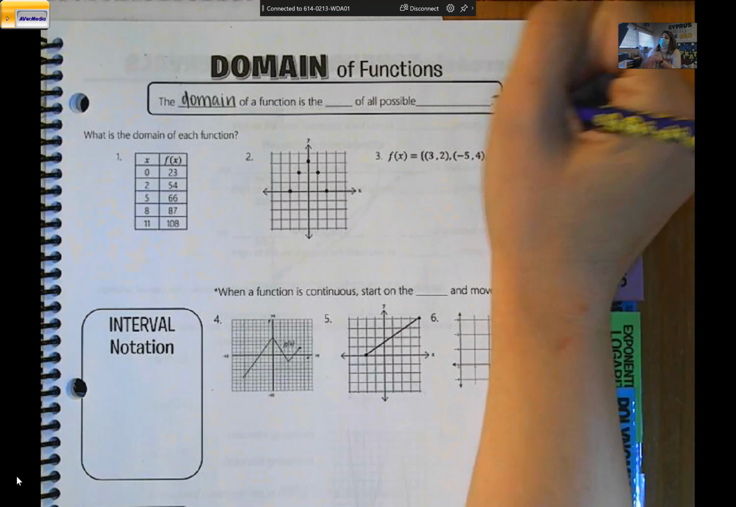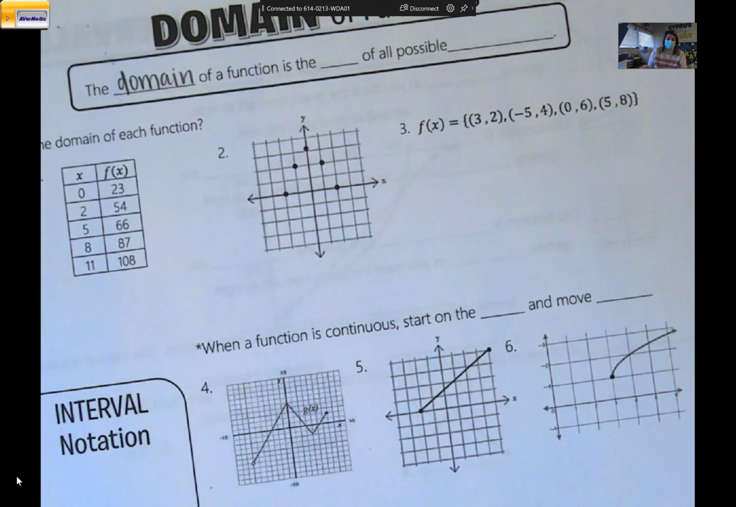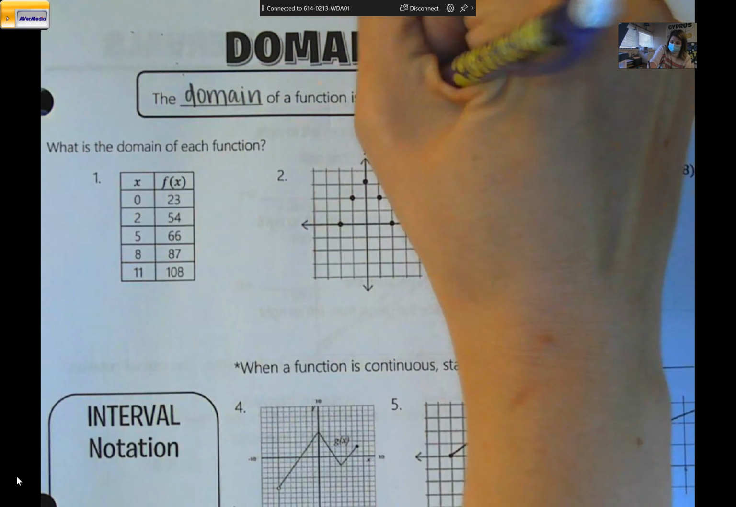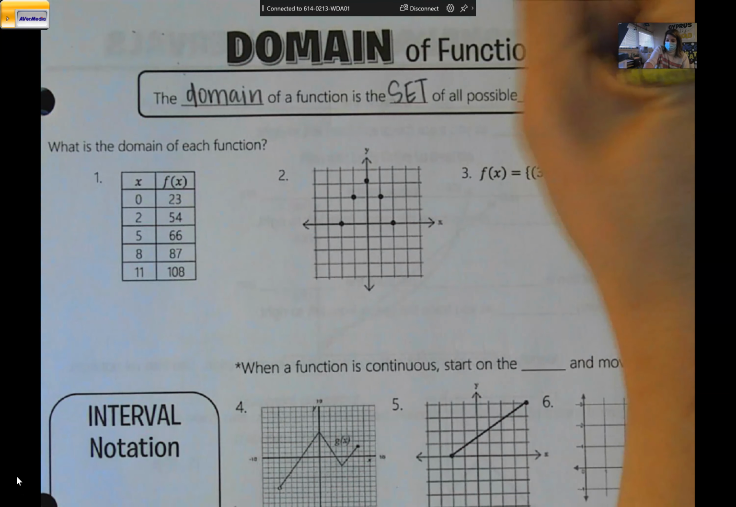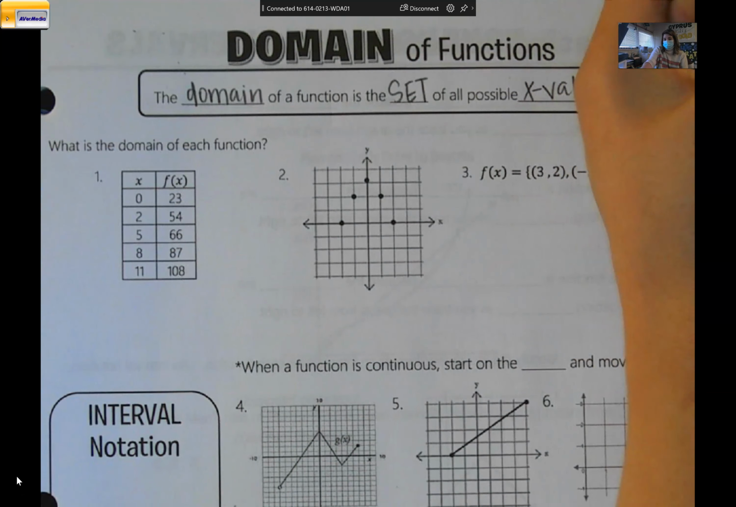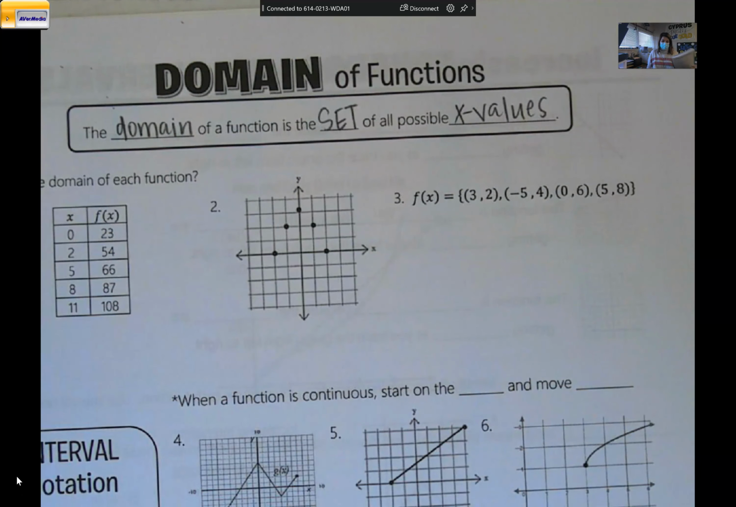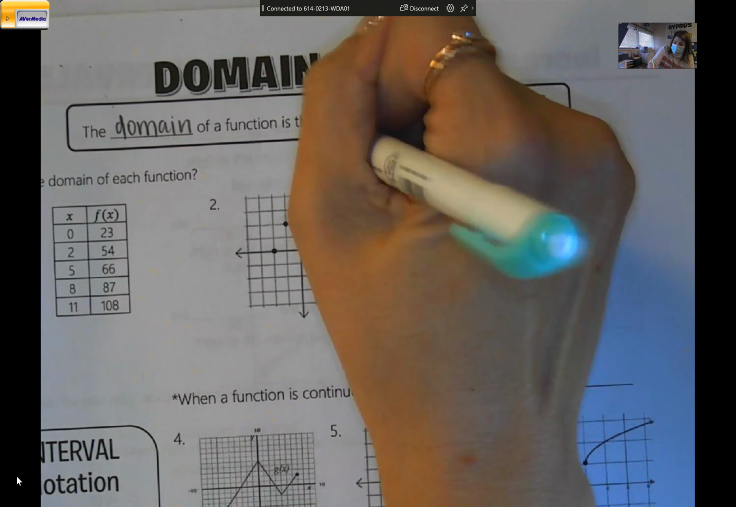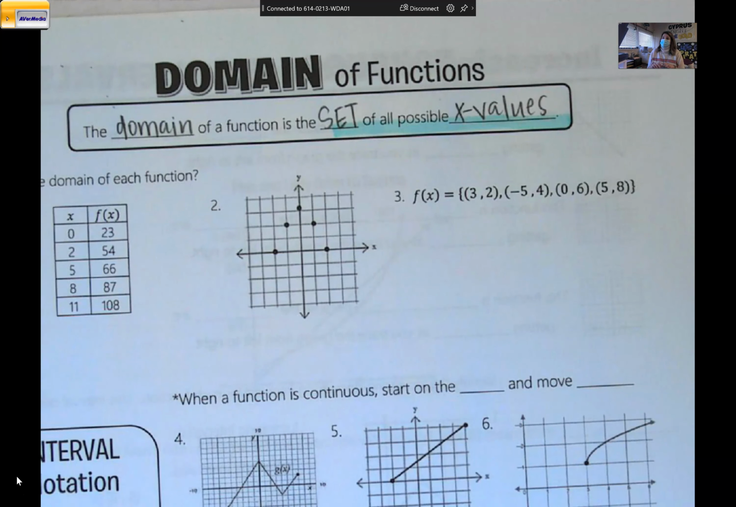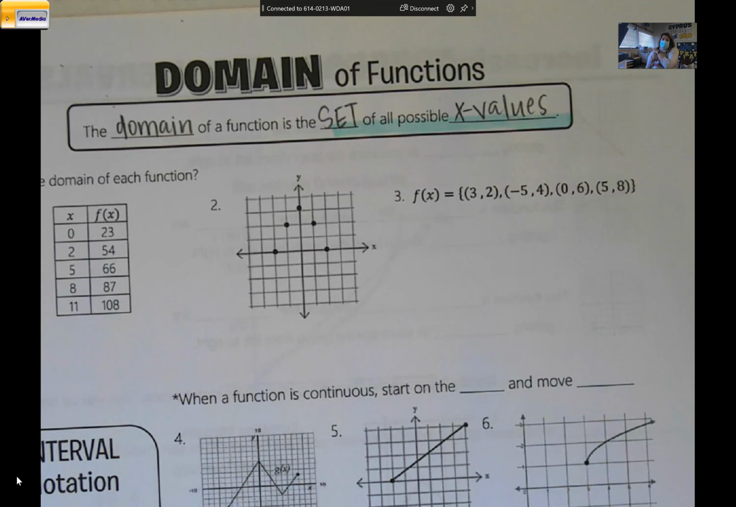of a function, sorry, I should zoom in, is the set of all possible x values. So x values, that means we're going to be looking at the x-axis, and oftentimes that means we are going to have more than one number. We want to make sure we're seeing that it is all of the possible numbers that x can be. So what do we mean by that? What do we mean when we say it's all the numbers that x can be?